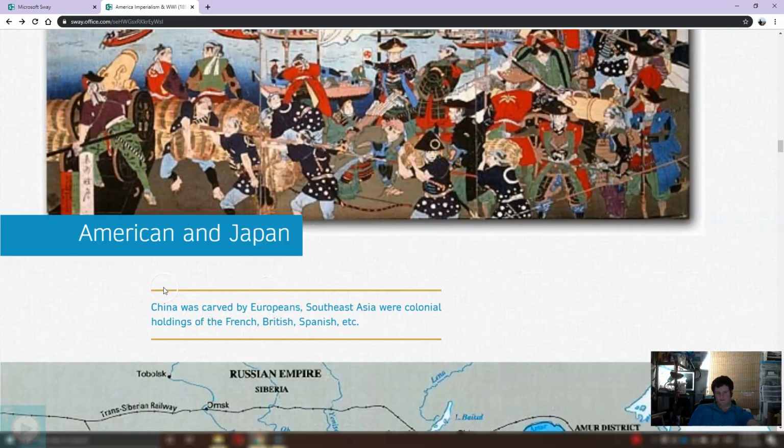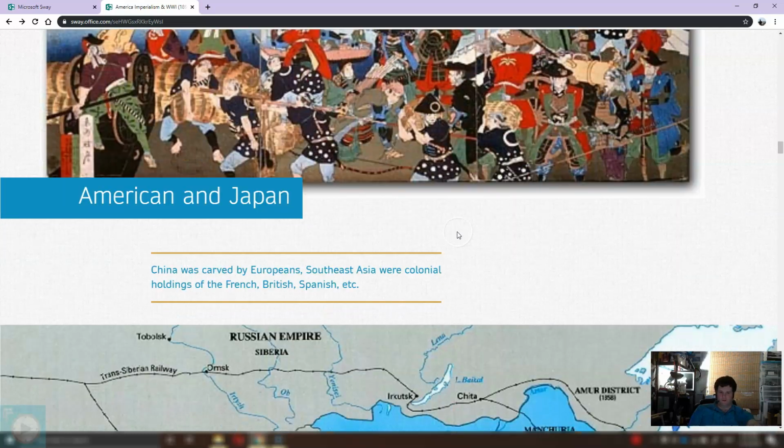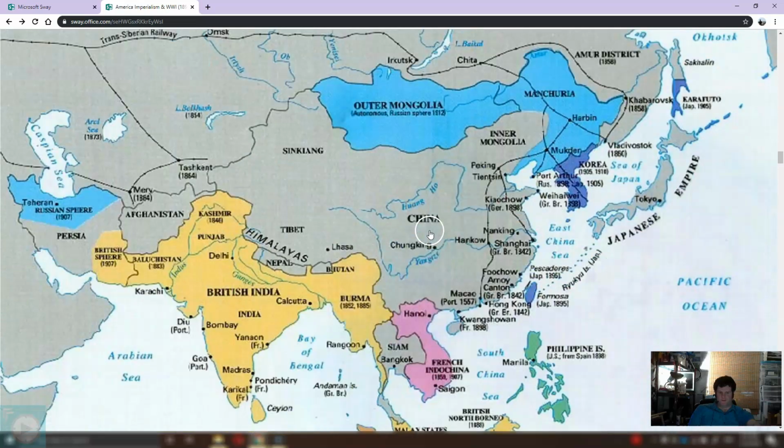Already, the big concern that Japan had is China was carved up by Europeans, and Southeast Asia was pretty much becoming colonial territories by the British, the French, and the Spanish, etc. And so this kind of shows you what things looked like. India is no longer independent. French Indochina is French territory. Eventually the U.S. would pick up the Philippines, but many of these territories are being snapped up.